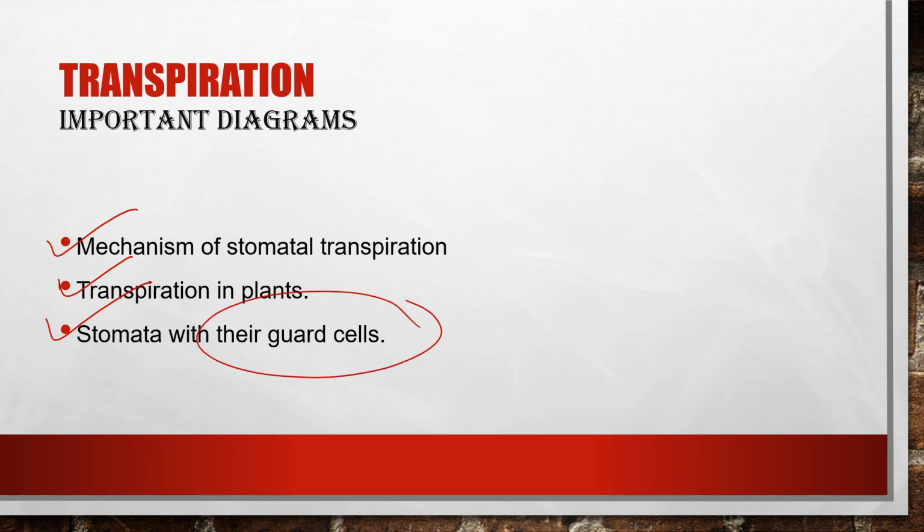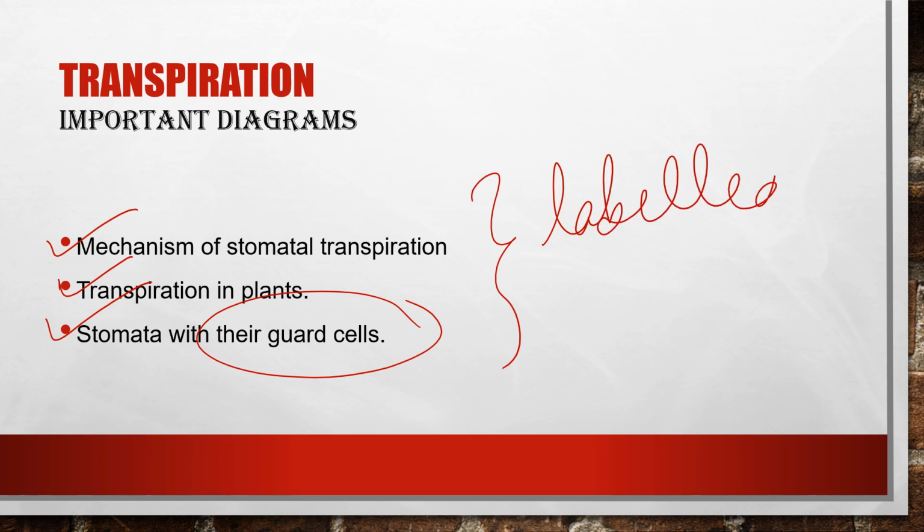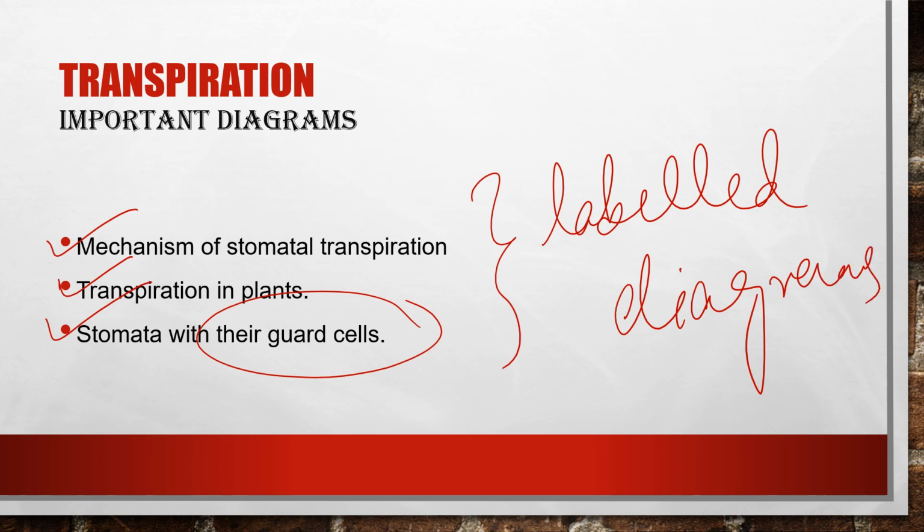Now all the diagrams should be done as labeled diagrams. Please do practice labeled diagrams. Whenever you are practicing labeled diagrams, what will happen? If they are giving you diagrams with some labeled parts, telling you to label those parts, if you have practiced all the parts with labeling, when the diagram is given, you can write the names of the parts with their functions.